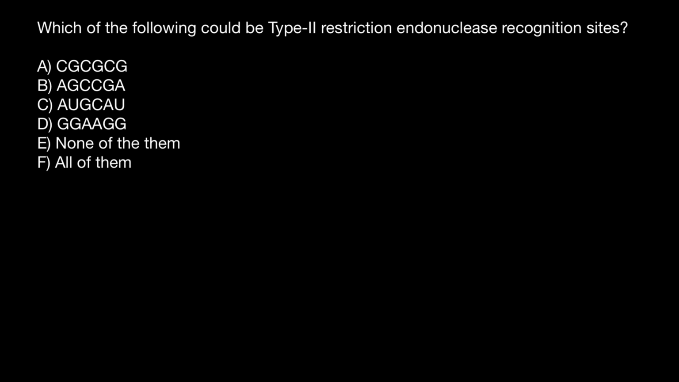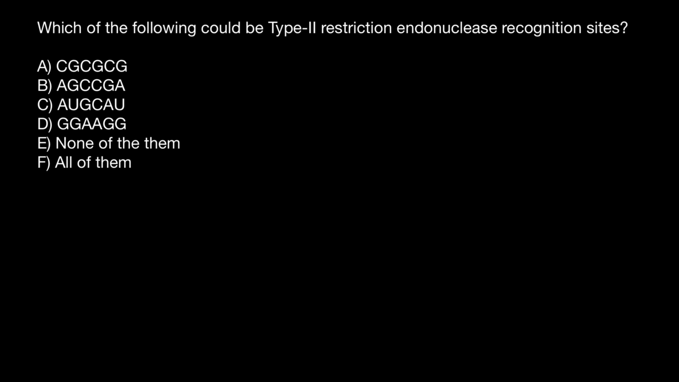Hello and welcome to Nikolay's genetics lessons, and today's problem is: which of the following could be type 2 restriction endonuclease recognition sites? Here is a variety of answers. Right away we can cross out one of the answers, and this is going to be answer C.